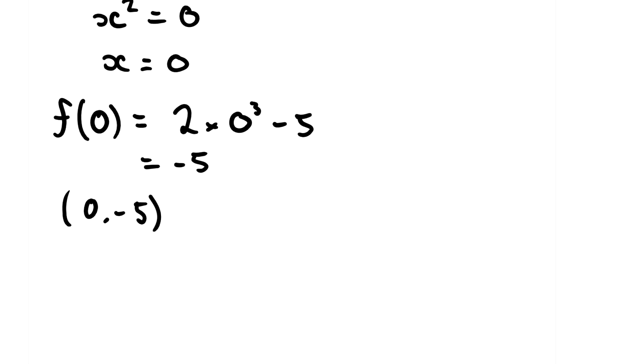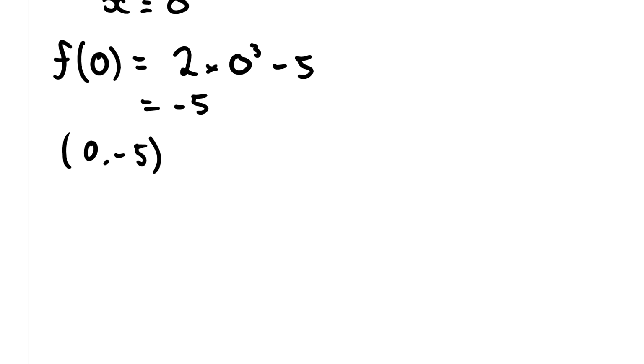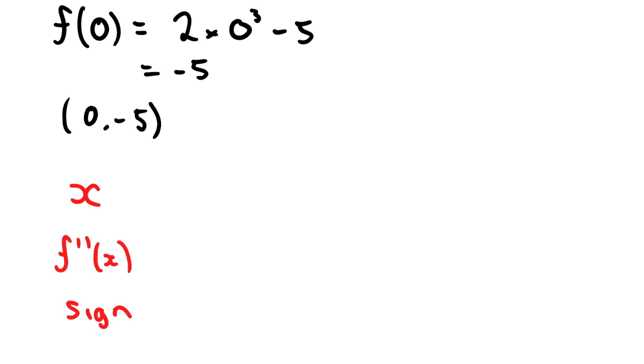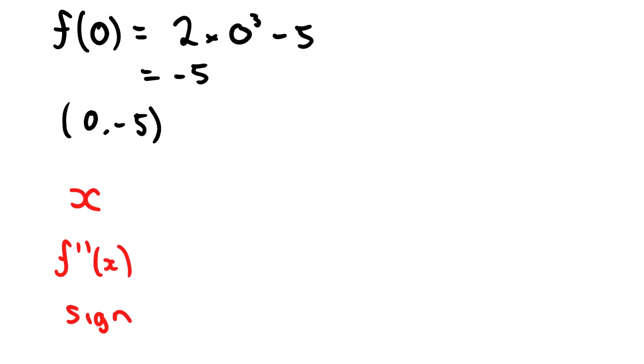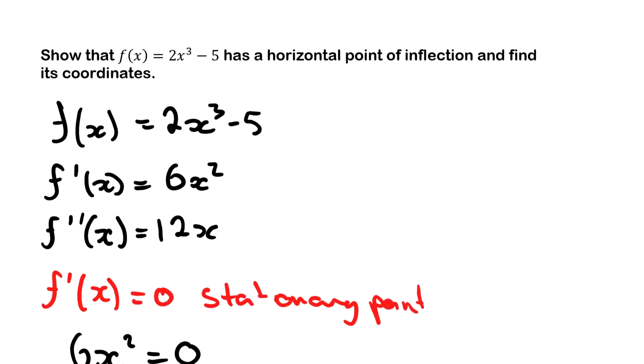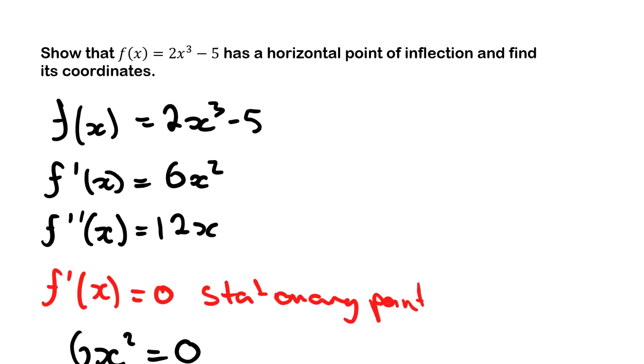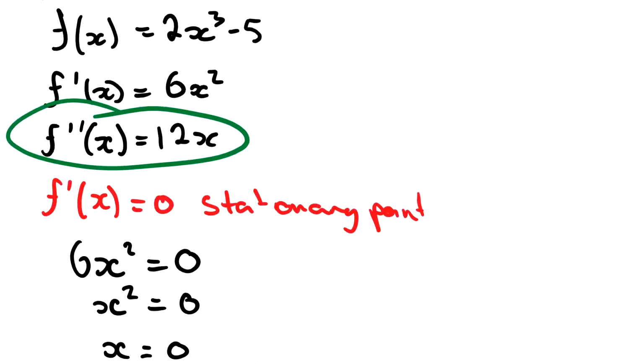So now we need to determine what's happening in terms of our concavity to the left, middle, like the left at this point, and what's happening to the right. So to do that, I'm going to write down my table. We have our x values, we have our second derivative, and then we have our signs. We're using this here, our second derivative, to find these.